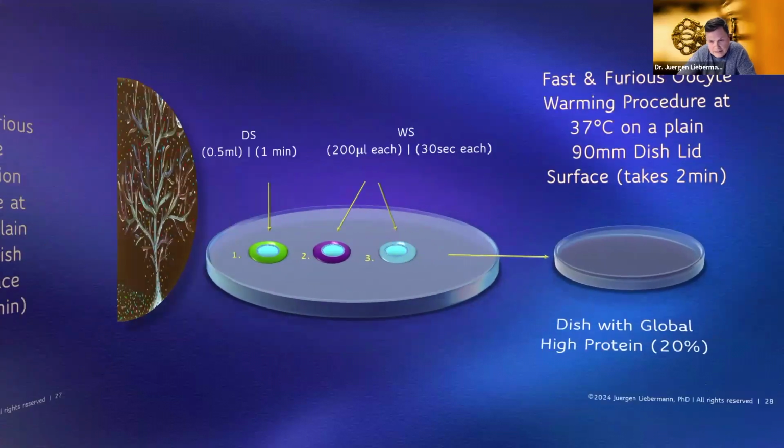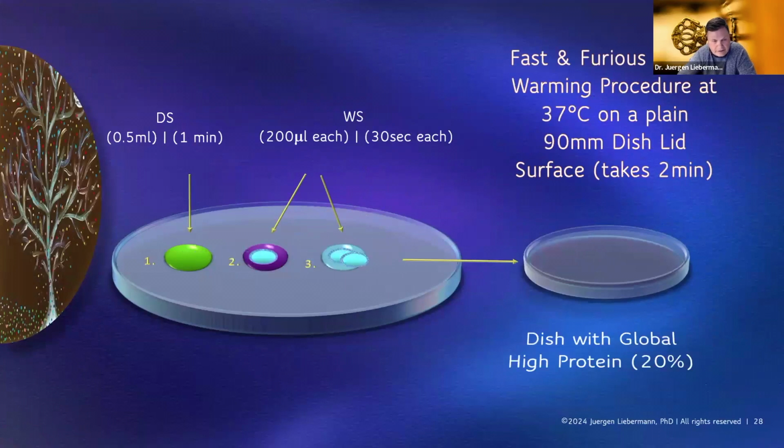The warming, and this is a very critical step. I don't start with 1 molar sucrose. I start with DS, 0.5 molar sucrose. And I usually do 500 microliter drop. I put the eggs in this drop for 1 minute. After 1 minute, I carry a little bit over DS in the first drop of WS, wash solution only. And after 30 seconds, I move them finally in wash solution. There should be no sucrose anymore. And then they go in a culture dish with Global high protein, 20%.